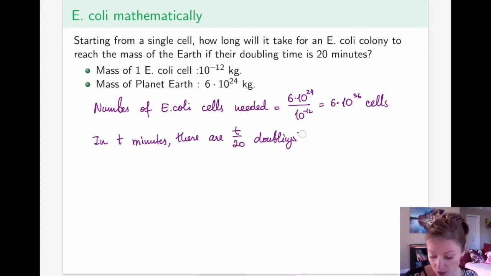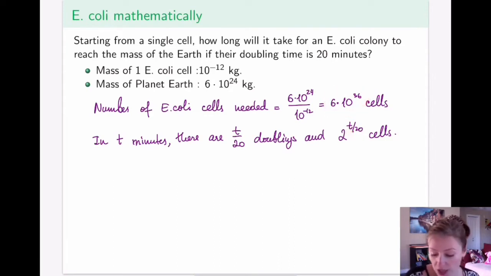In t minutes, there are this many doublings, and therefore 2 to the power of t over 20 cells in total. Every time they double, so however many doublings they had, it's 2 to the power. And here we have our exponential function. Now, what we would like to know is, what is this value of t at which we will reach the mass of the Earth, which is this many cells?